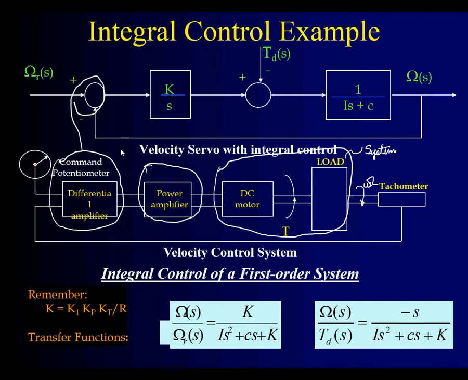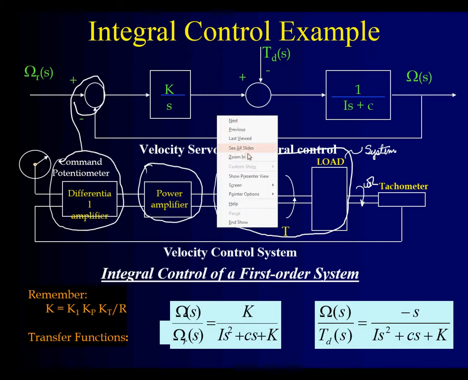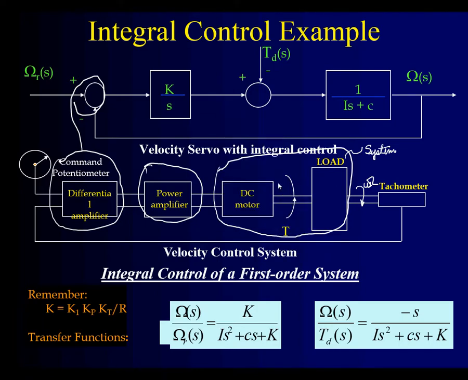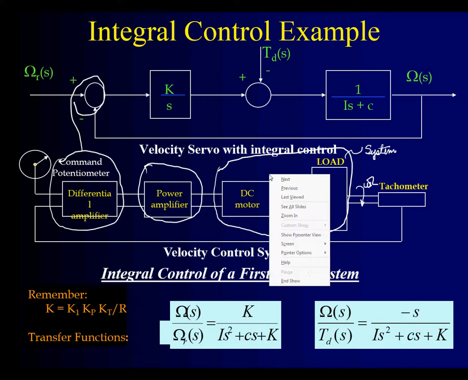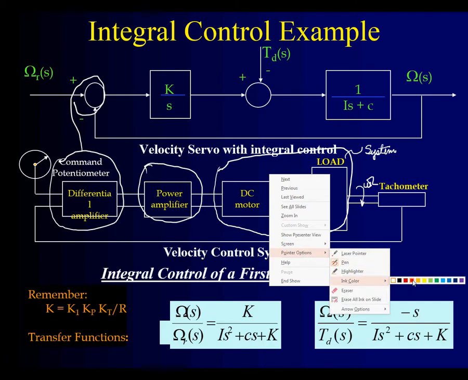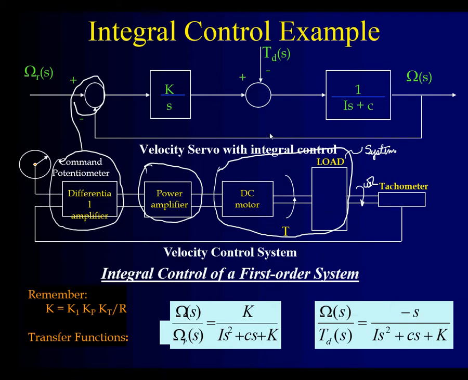How many inputs do we have? We have, let's see, pen. I'm trying to change the color. Let's try this so that we can actually read this a little bit.